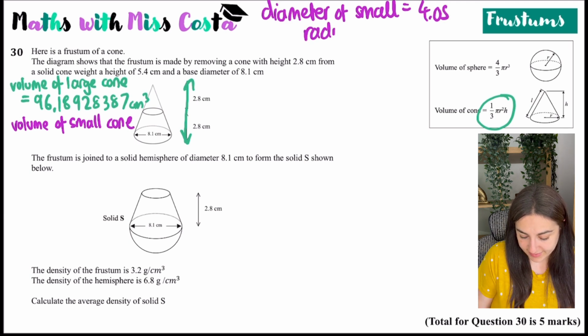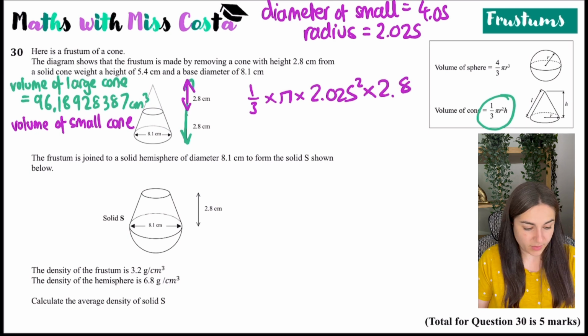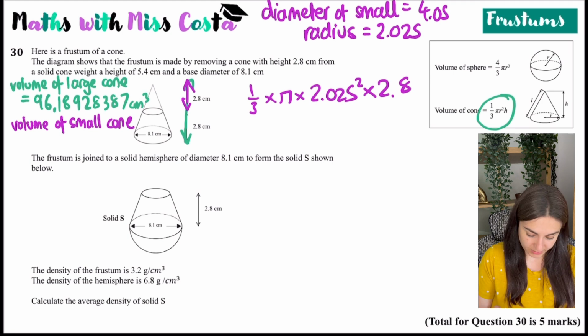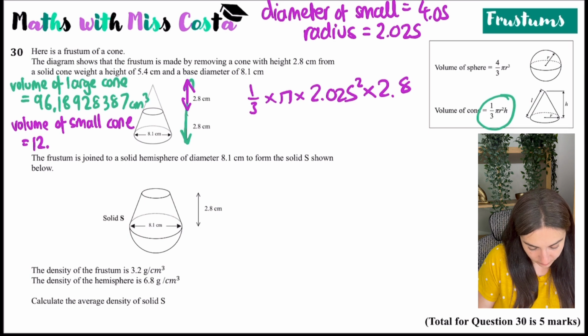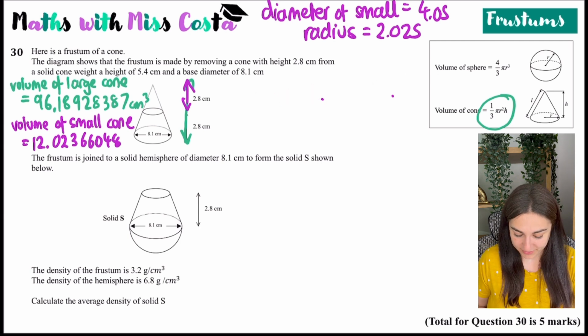And I need to know the radius, so I'm going to have to divide that by 2 again. So that is 2.025. So to work out the volume of the small cone, I'm going to do 1/3 times pi times 2.025 squared times the height, which is 2.8. So 1/3 times pi times 2.025 squared times 2.8 is 12.023666048. So a lot of work for just the first part of the question.